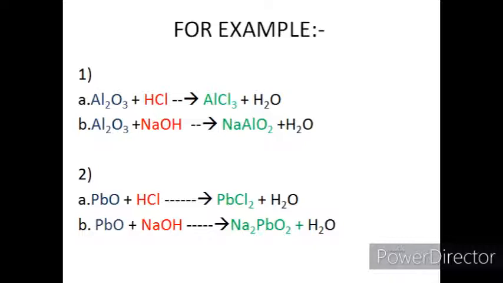Now let's see the second example. Lead oxide reacts with hydrochloric acid. When lead oxide reacts with hydrochloric acid, it produces lead chloride and water, and when it reacts with a base like NaOH, it will produce sodium plumbite and water. So in both cases, when these metallic oxides react with acid or base, they produce salt and water molecules.